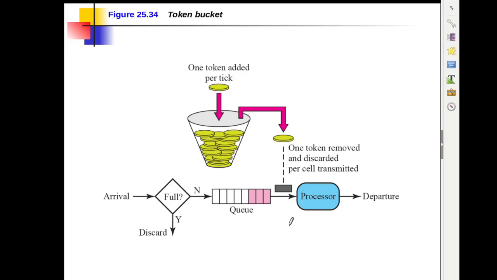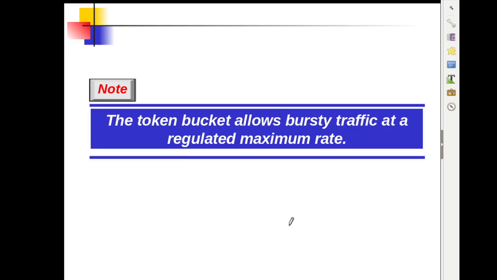Okay, so the token bucket allows bursty traffic at a regular maximum rate. So these can also be combined, token bucket and leaky bucket. These two techniques can be combined to credit an idle host and at the same time regulate the traffic. In that case, the leaky bucket is applied after the token bucket. The rate of leaky bucket needs to be higher than the rate of tokens dropped in the bucket.